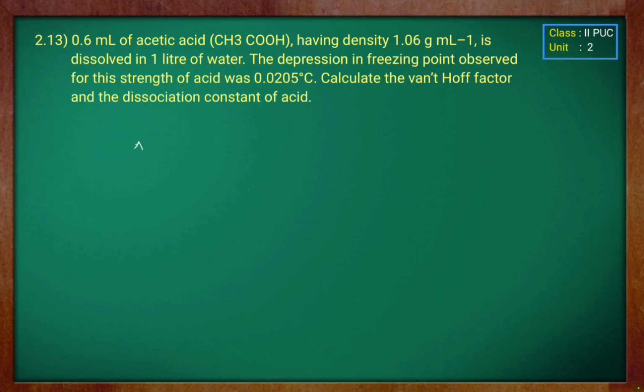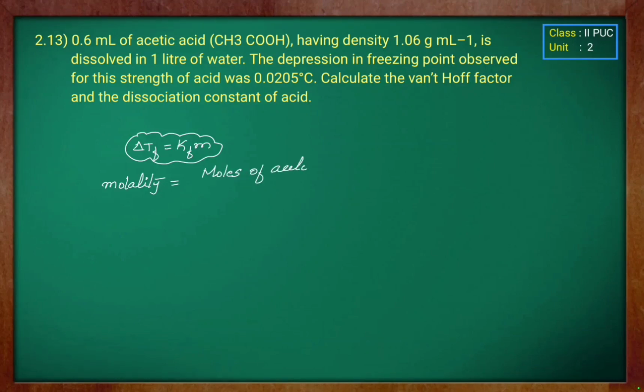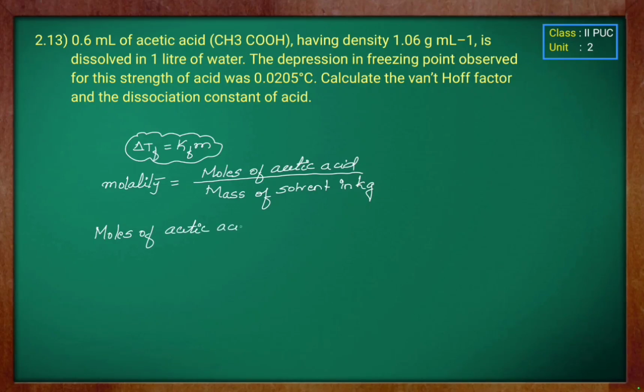So we know the relation delta Tf is equal to Kf into m, where m is molality. So we need to calculate molality of the solution in the beginning. Molality is equal to moles of acetic acid divided by mass of solvent in kg. So mass of solvent, that is water here. We shall calculate moles of acetic acid. So moles of acetic acid is equal to its mass by molar mass.